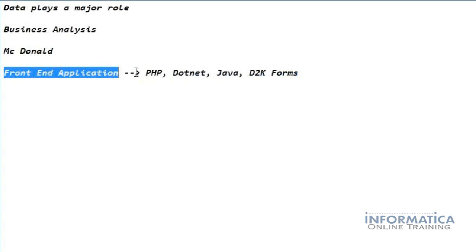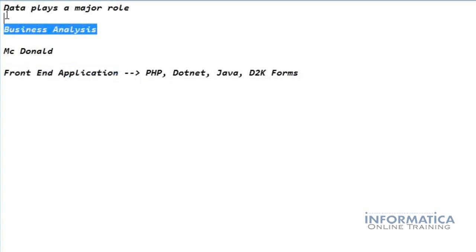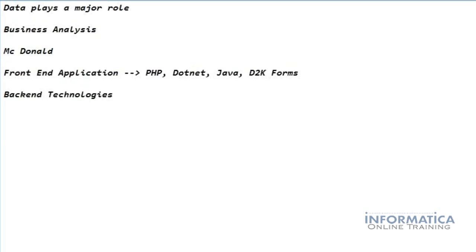Since this front-end application is not capable of storing the information that the users are entering, we need to gather that information at some place in order to have future reference, in business analysis. So we have to store the data somewhere. Where are we going to store the data? For this purpose we have something called backend technologies, such as a server or the database, right?